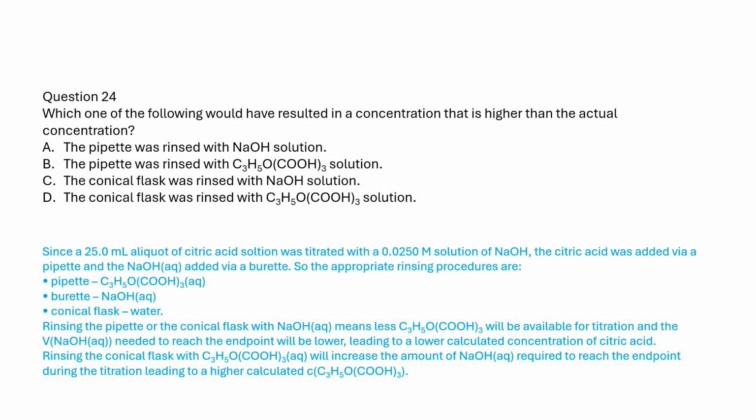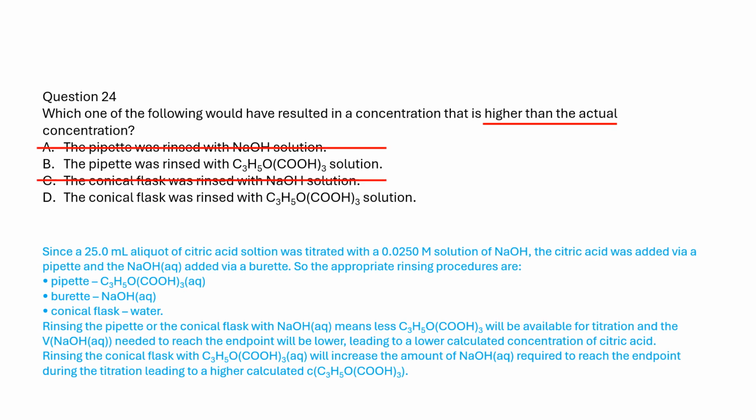Select a method that gives a higher concentration of citric acid than the actual. Rinsing the pipette or the conical flask with sodium hydroxide means less citric acid will be available for titration and the V NaOH needed to reach the endpoint will be lower, leading to a lower calculated concentration of citric acid. So, A and C are eliminated.